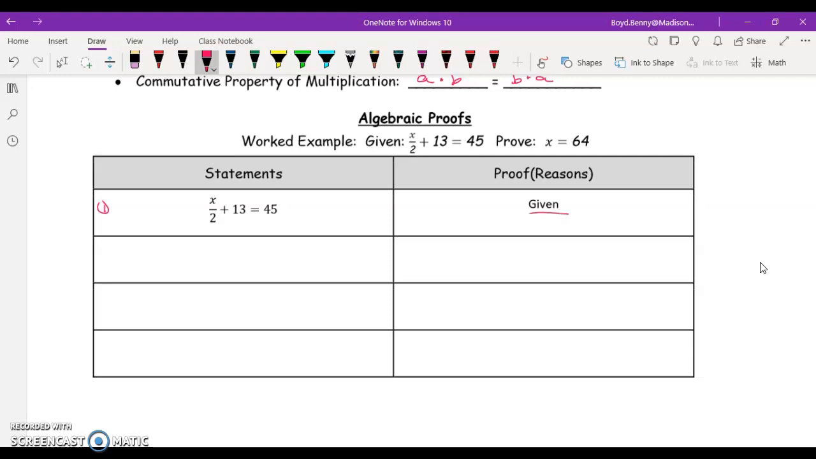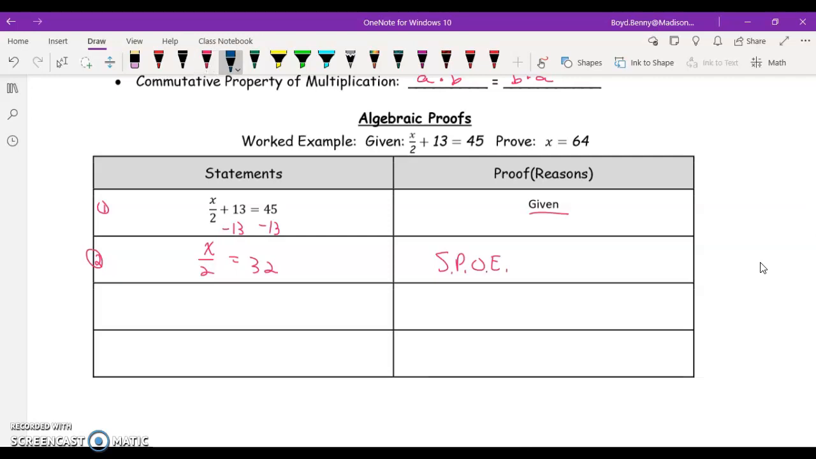Okay? So step 2, what I need to do to solve this is I need to subtract 13 from both sides. That gives me x divided by 2 equals 32. Well, what property did I use to get to line 2? I used the subtraction property of equality because I subtracted 13 from both sides.